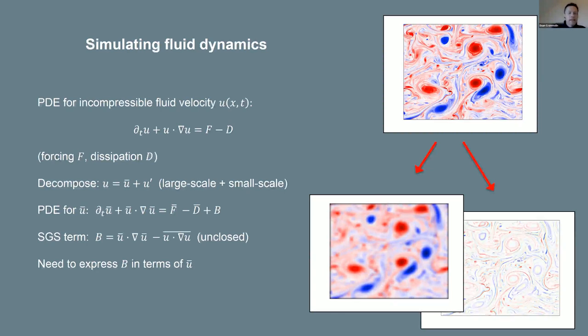So what needs to be done, and that is the idea of a closure, is to express B as well as we can in terms of the U bar field. Right? So this is the origin. I mean, there are some variations on this, but essentially this is the origin of closure terms. This is why we need to do this. Right, so it's the non-linearity in the advection term of the Navier-Stokes equation. Okay, so this is simulating fluid flow.